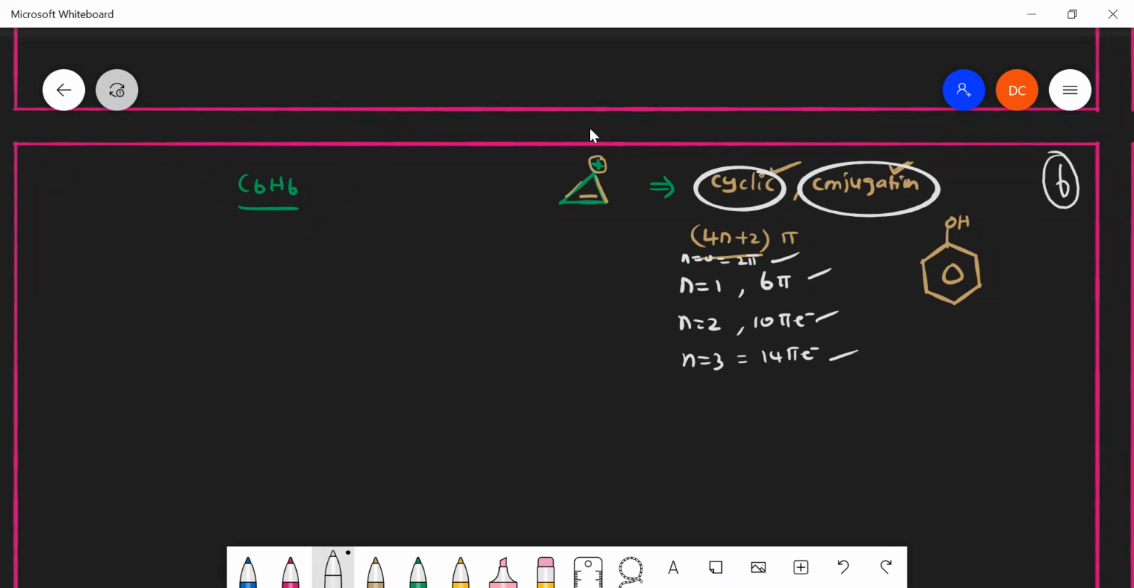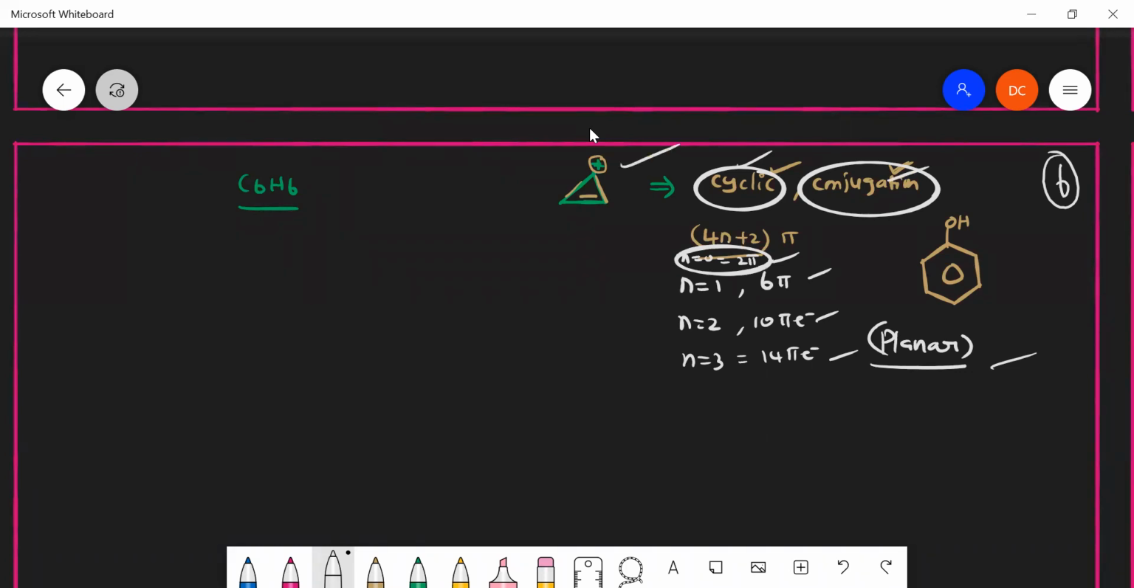Moreover, it should be planar in structure. Planar is experimentally known, so we should not consider that. Okay. So if all those conditions are satisfied, it will be aromatic. According to this system, there is a 2 pi electron system. It is cyclic conjugation, so it is aromatic.